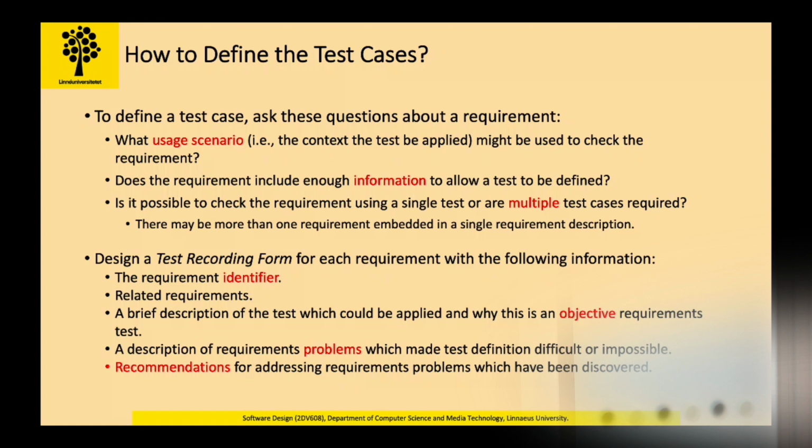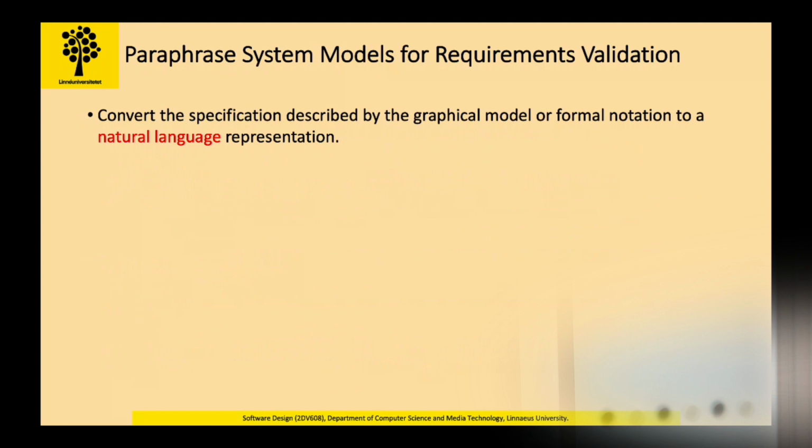And the description of requirements problems. If you find any problems in the requirements while you are defining the test cases, you should describe them in the form, as well as if you have any possible recommendations or any solution to those problems, you can also list them. So this is one way of defining test cases for the requirements. And this is another checkpoint basically for requirements validation. So you define test cases for requirements validation.